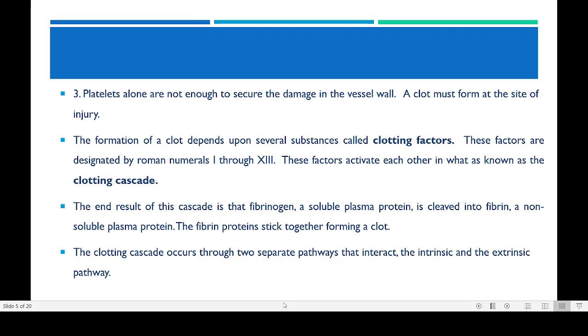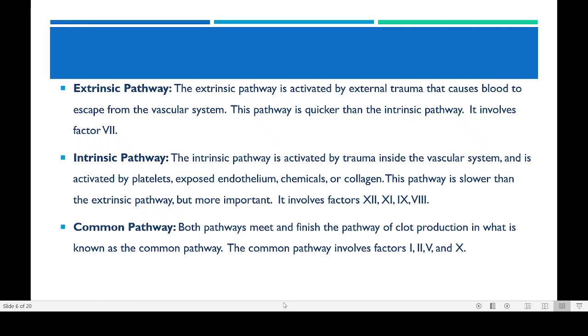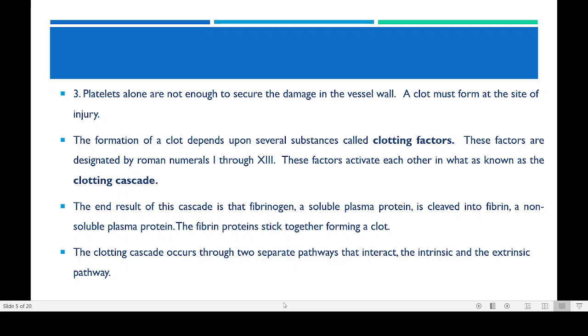Now, the end result of this clotting cascade is that fibrinogen, a soluble plasma protein, is cleaved. Cleaved means split into fibrin. The fibrin will stick together to form the clot. This formation of fibrin takes place at the last step. There are 13 clotting factors, and only at the last step of the clotting cascade will the formation of fibrin be completed. So that is how the clotting cascade normally takes place.